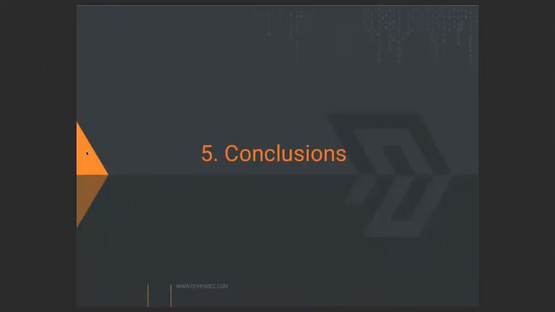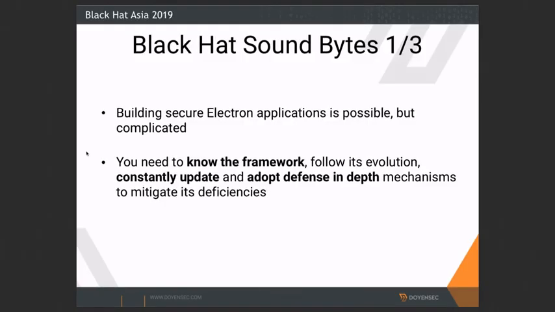So to go through the conclusion, it is possible to build Electron applications that are secure. You really need to know the framework. It's evolving very fast, so you do need to spend time figuring out how things are changing and what the new settings are that may be relevant for security, for example, like context isolation.